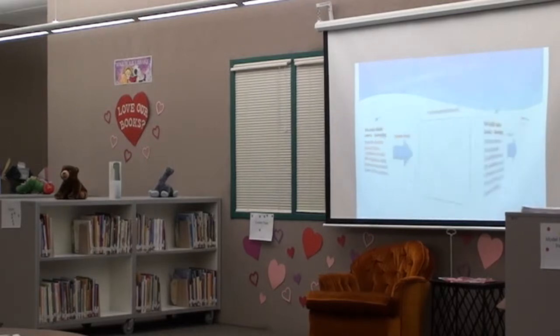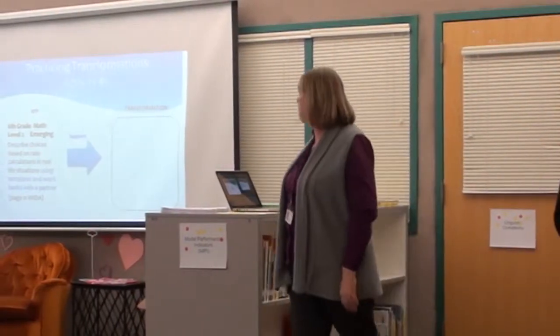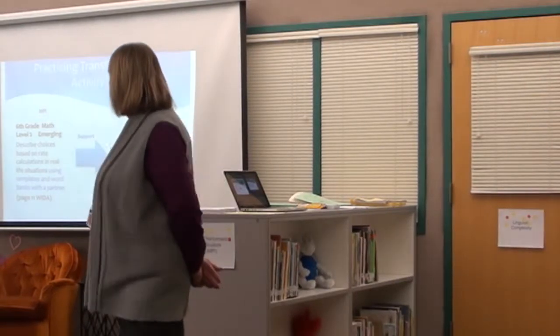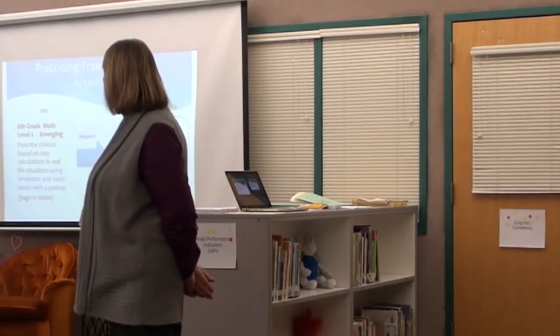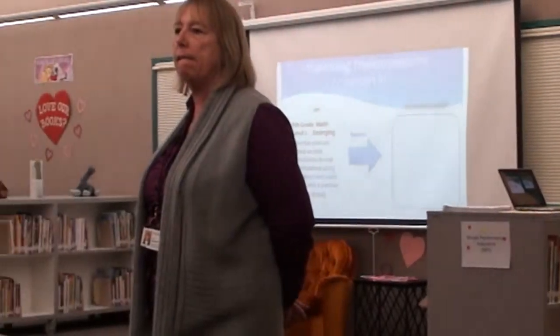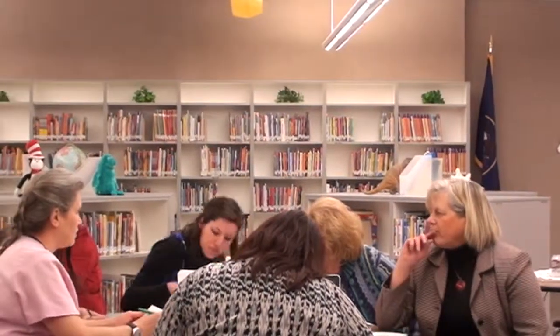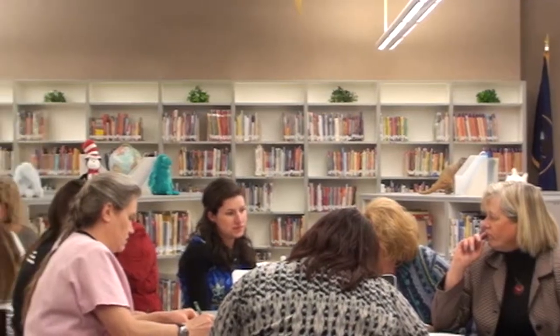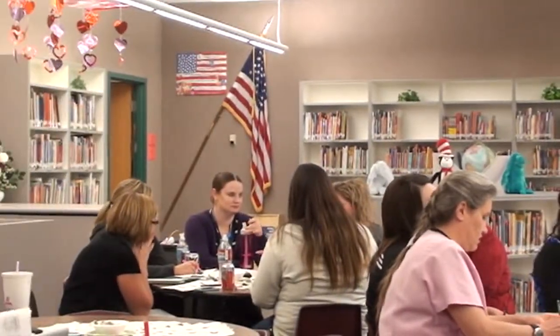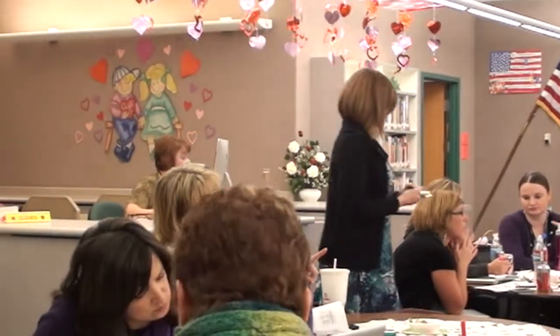Did that explain it better? Yes. Okay, the last one is the easiest one because you're changing only the support, and support seems to be the easiest part. So you describe choices based on rate calculations in real pages using templates and word banks with a partner. Change only the support. This is what we're doing. Keep everything now and just change your support. Models and small groups, using diagrams.